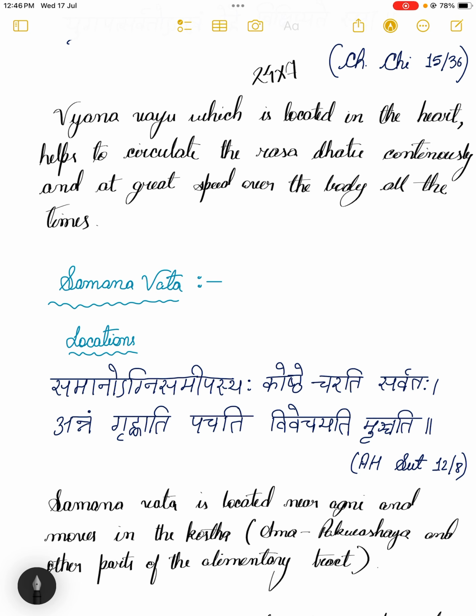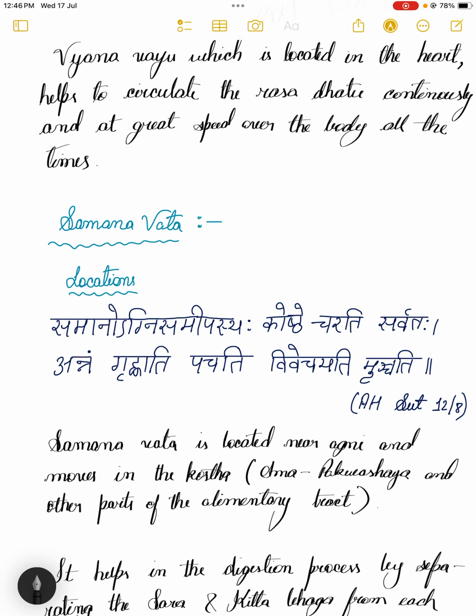Acharya Vagbhat in Ashtanga Hridaya Sutrasthan has mentioned that Samano Agni Samipastha Koshthe Charati Sarvatah Annang Grihati Pachati Vivechayati Munchati. Now, what does it mean? Samano Agni Samipastha means it is located near the Agni. Koshthe Charati Sarvata: Koshthe Charati means it moves in the Kostha. Now, Kostha specifically, some acharyas have considered it to be especially the Amashaya and Pakwashaya and other parts of the alimentary tract. It means it moves here and there between the Amashaya and Pakwashaya. Sarvatah. Annang Grinhyati Pachati Vivechati Munchati.